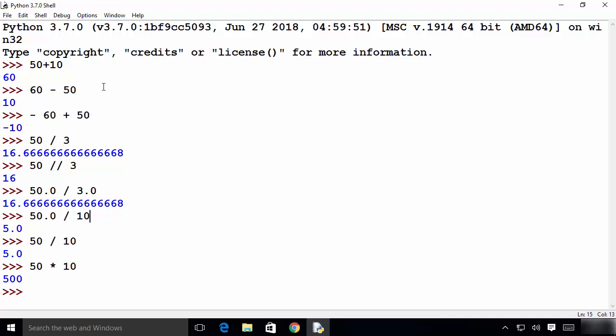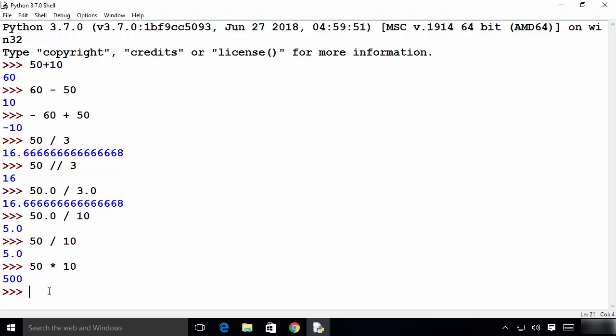So what we have learned till now: this is an expression, or 50 divided by 3 is an expression. The numbers on which you operate are called operands, and these symbols which you can use to multiply, divide, add, or subtract are called operators. And these numbers are also called literals when they are constants.